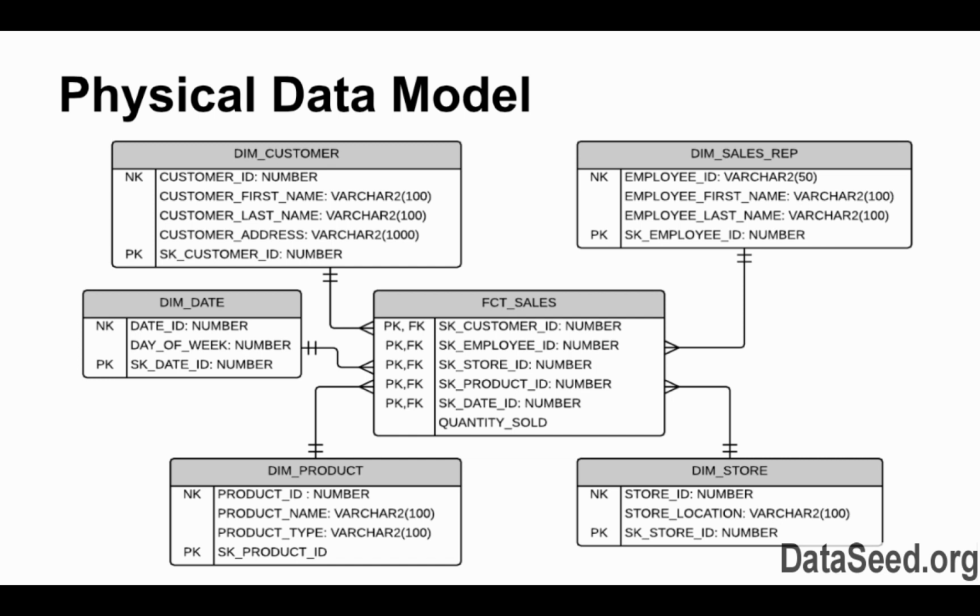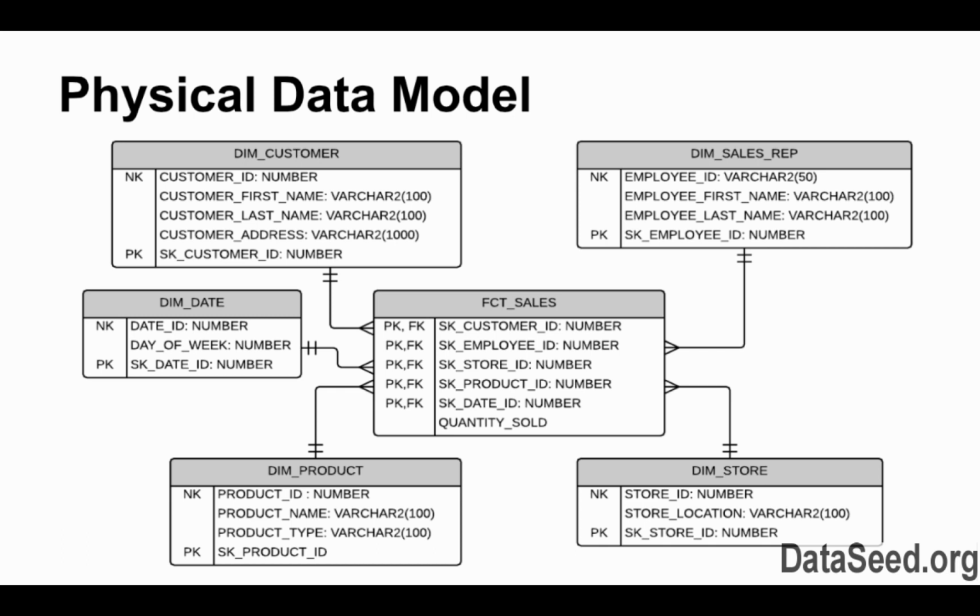Also, note that the primary key of the dimensions has been changed to be a surrogate key, and it is named as sk underscore. NK, which I have, stands for the natural key, which is the column that can also uniquely identify a row, but it came in from the source systems.